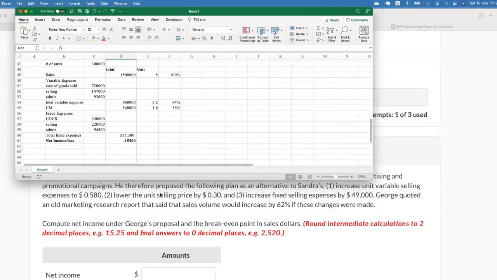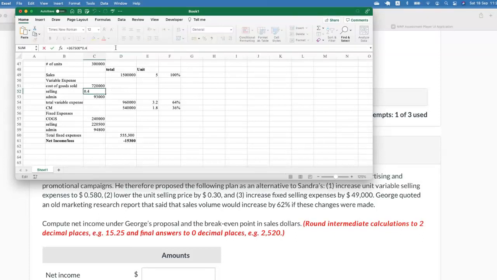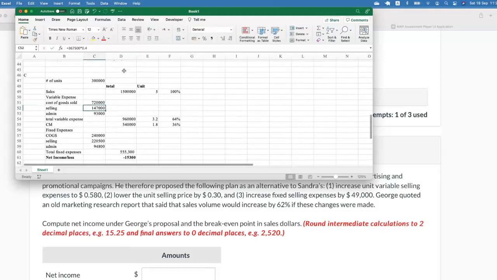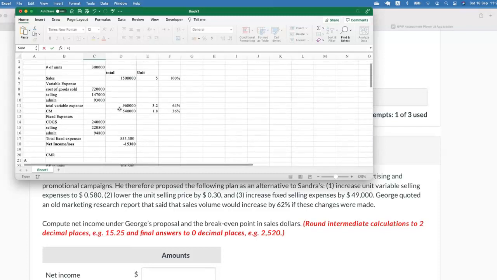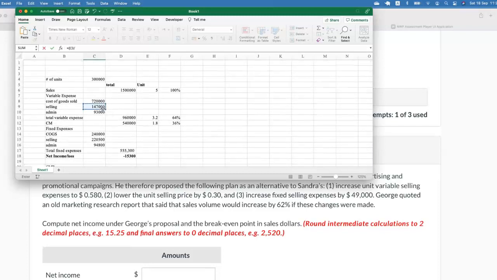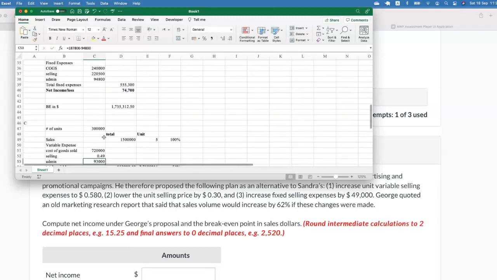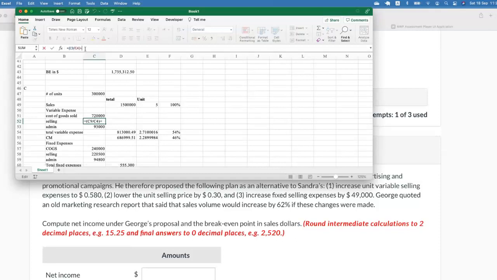Okay. So increase unit variable expense to 0.58. I will take the selling expense divided by the number of units to see the unit, 0.49, plus 0.58, times the number of units. So it will be 321.